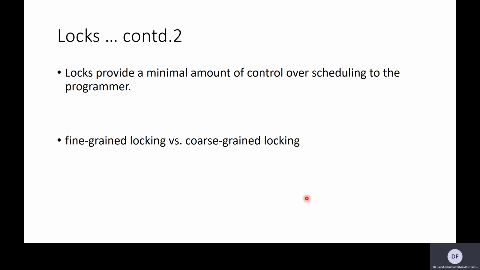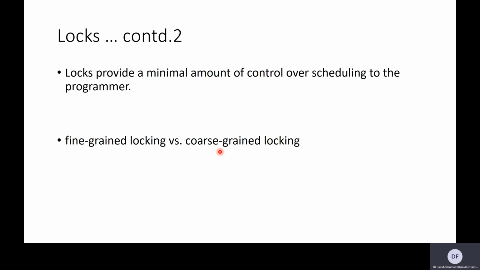So locks basically provide not exactly control over scheduling, but a minimal amount of control over scheduling, because we cannot control when our thread is scheduled and descheduled. But what we can control is that while our thread is in the critical section, no other thread can enter the critical section even if they are scheduled. So locks help us achieve this mutual exclusion.